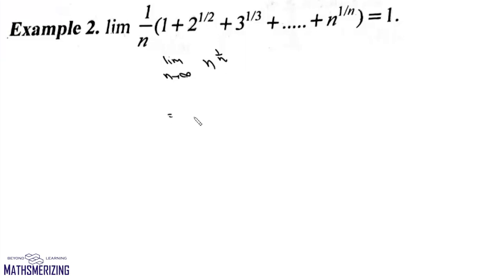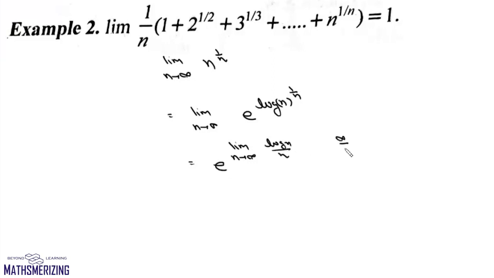Now we can write this as limit n tends to infinity of e to the power log of n to the power 1 by n. So it will be e to the power of this limit, n tends to infinity, of log n by n. Now this is log infinity upon infinity, so it is of the infinity upon infinity form.